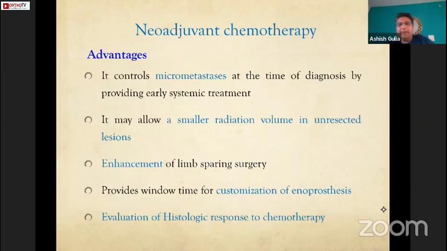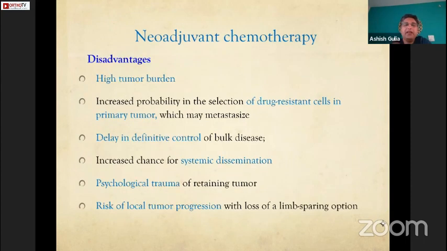One of the most important things we miss if we do not give neoadjuvant chemotherapy is the response, or the histopathological response, what we call necrosis happening because of the neoadjuvant chemotherapy. It is one of the most important prognostic markers, which helps you evaluate your patient and guide them regarding their prognosis. If we do not give neoadjuvant chemotherapy, we completely miss that. But there are definitely a few disadvantages as well.